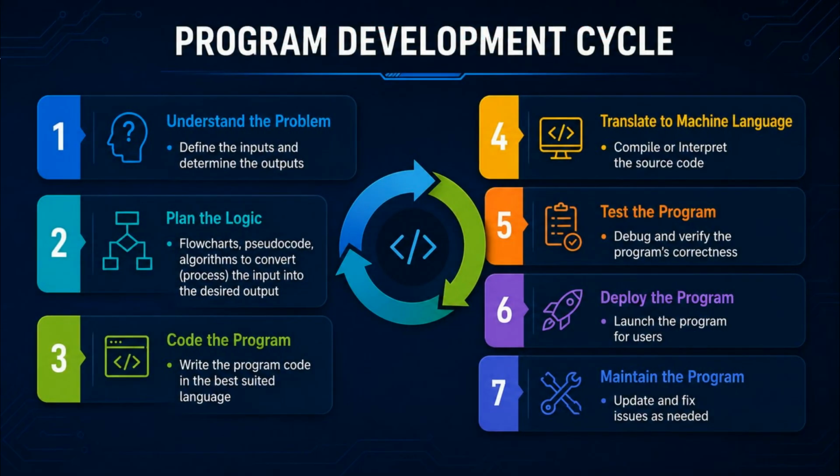The program development cycle has 7 steps. Understand the problem, defining inputs and outputs, plan the logic using flowcharts, pseudocode, or algorithms, code the program in a suitable language, translate it to machine language by compiling or interpreting, test the program, debugging until it's correct, deploy it for users, and maintain it, updating and fixing issues as they come up.